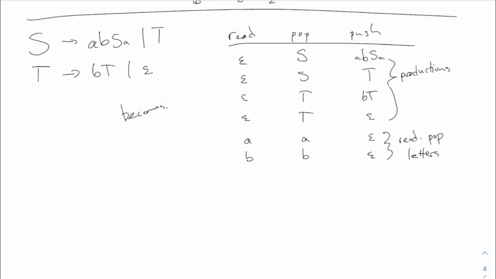Can we see if we can do a derivation on the stack machine of the same string? So let's derive that same string I had before: A, B, A, B, B, B, B, A, A. All right, let's do this derivation on the stack machine.